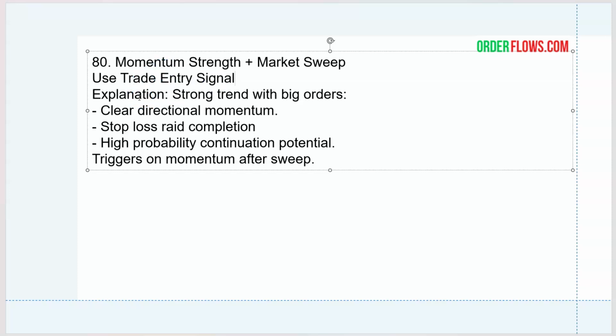Anytime you're trading with momentum, the market should be moving in that direction anyway. So you're going to have a strong trend with big orders, clear directional momentum, basically a stop loss raid completion. Again, with a market sweep, oftentimes it is a stop getting triggered. Nowadays, traders are able to hide their bigger orders, so you don't necessarily get the big sweeps. But I'll just put here, big order, stop loss raid completion. I even like to use the term raid, but it's a stop loss that was triggered.